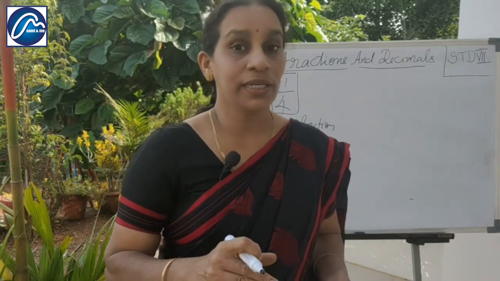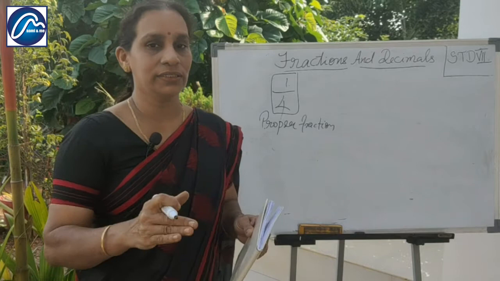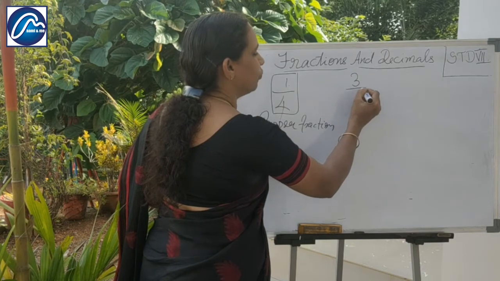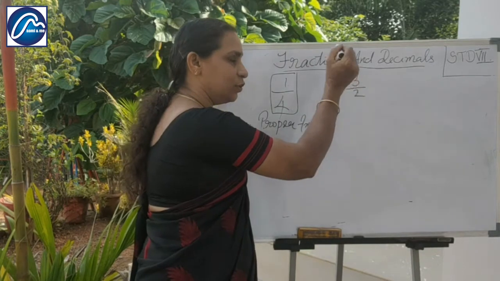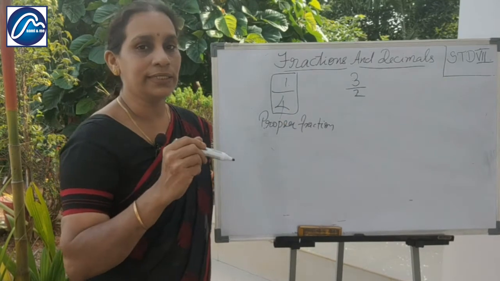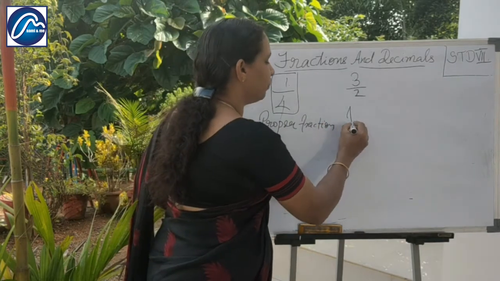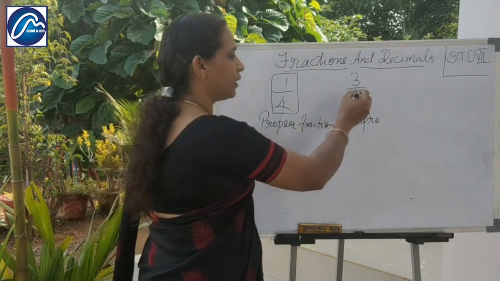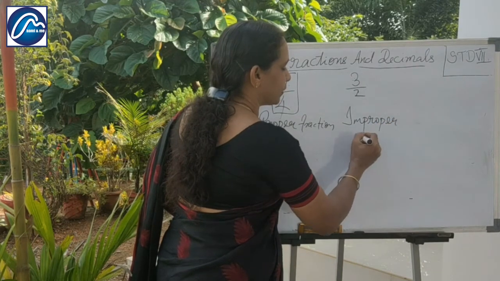Another thing is the improper fraction. What is an improper fraction? That means more than 1. It will be like this, 3 by 2. In this, the number above the line, the numerator, is greater than the number below. So, this is an improper fraction. Actually, this is not a fraction. We can write it as another number, which I will give you.